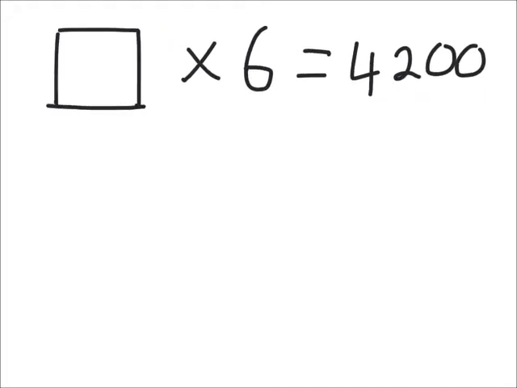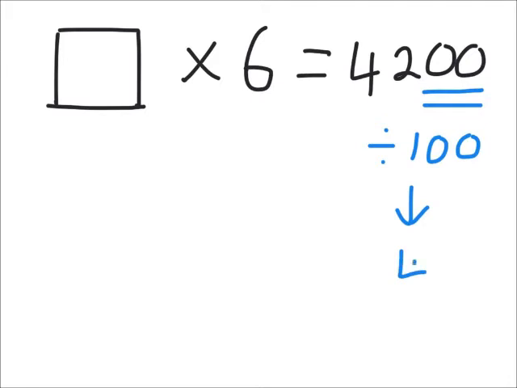Now, I don't know my 6 times tables up to 4,200. If I'm going to count in 6's all the way up to here, it's going to take an awful long time. I noticed that 4,200 ends in a double 0. That means it's a multiple of 100, because 100 has got a double 0 as well. So this time, instead of making it 10 times smaller, I'm going to make it 100 times smaller. So making 4,200 100 times smaller gives us an answer of 42.